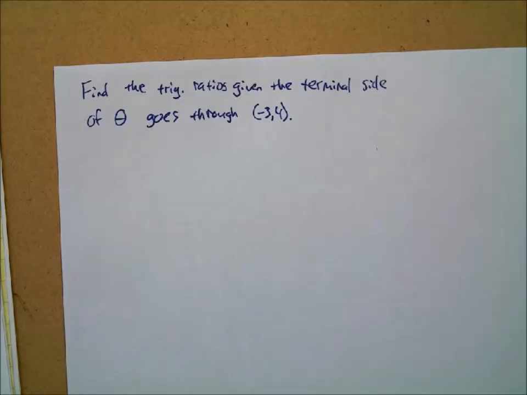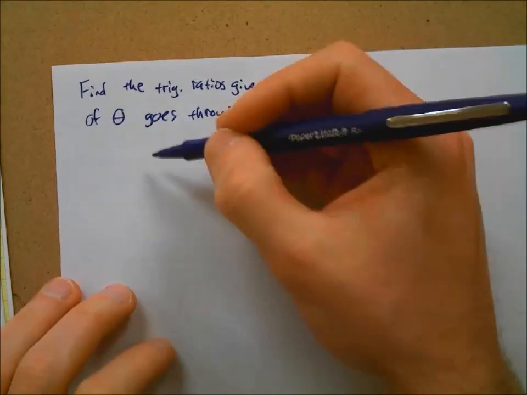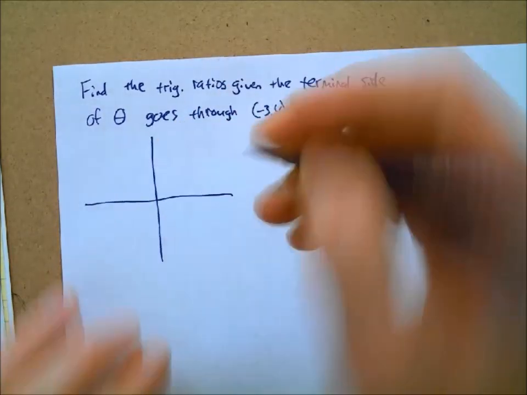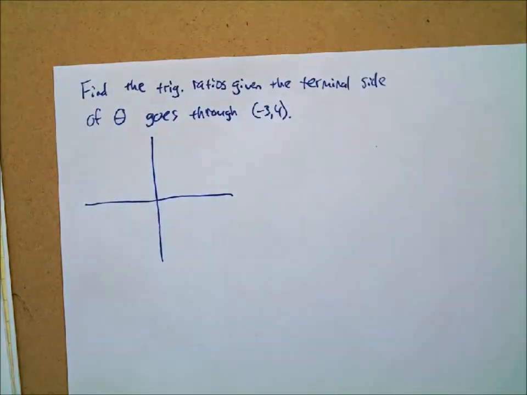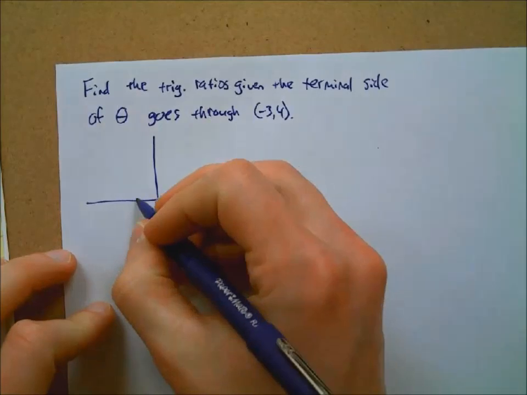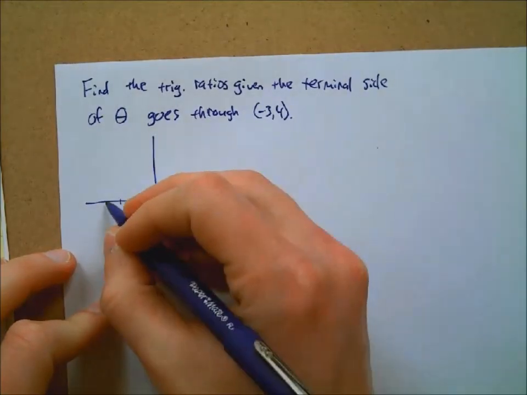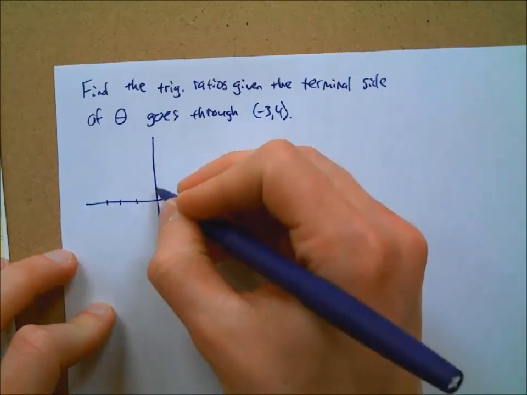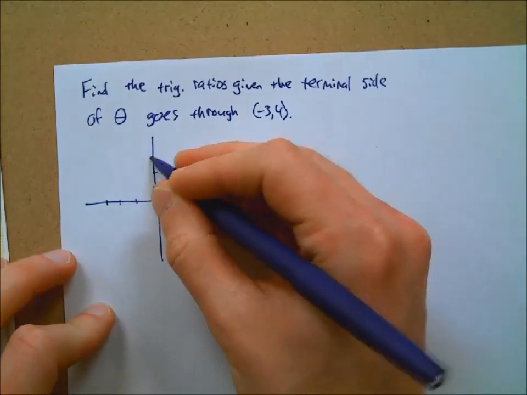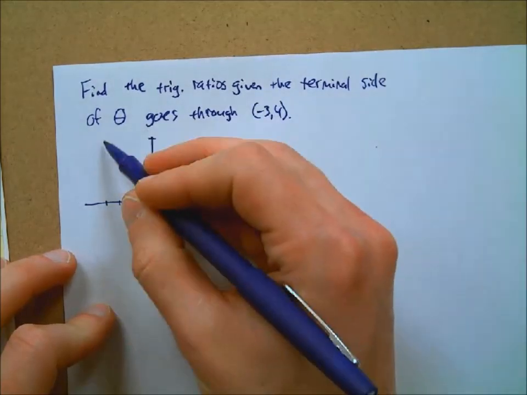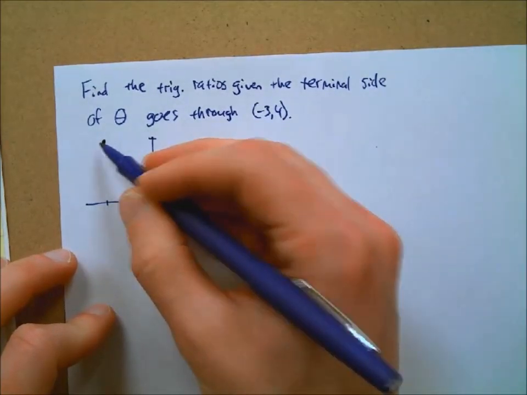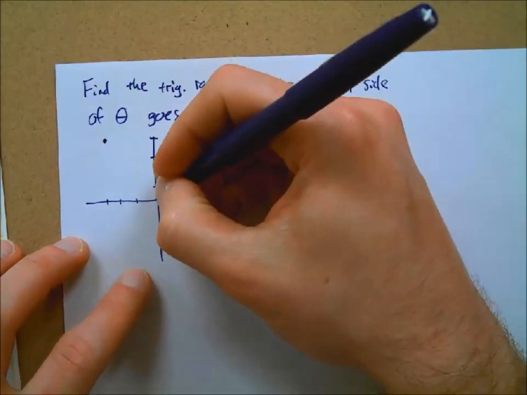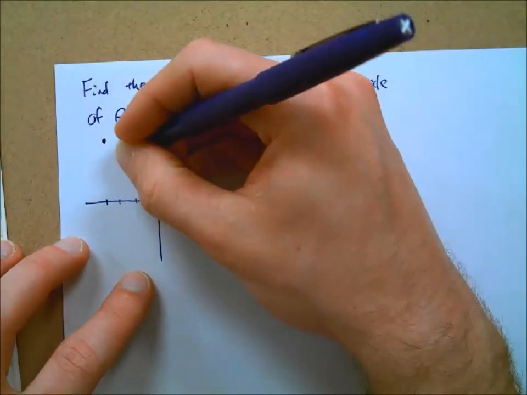So anyway, -3, 4. So we got a coordinate, so we got to go to the coordinate plane, right? And let's roughly sketch where -3, 4 is. So for -3, we're going to go left 3, and we're going to go up 4. Okay, something like that. I'll go ahead and draw a line that goes through that point, -3, 4.